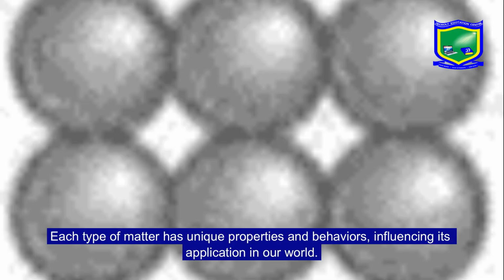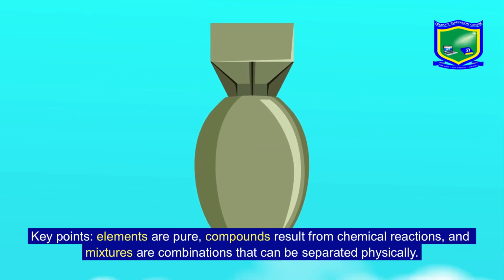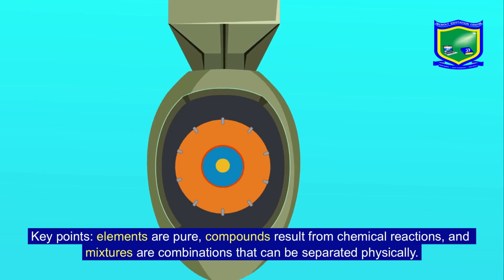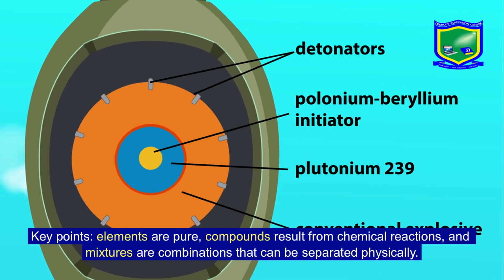Each type of matter has unique properties and behaviors, influencing its application in our world. Understanding these differences is crucial in fields like chemistry and materials science. Key points: elements are pure, compounds result from chemical reactions, and mixtures are combinations that can be separated physically.